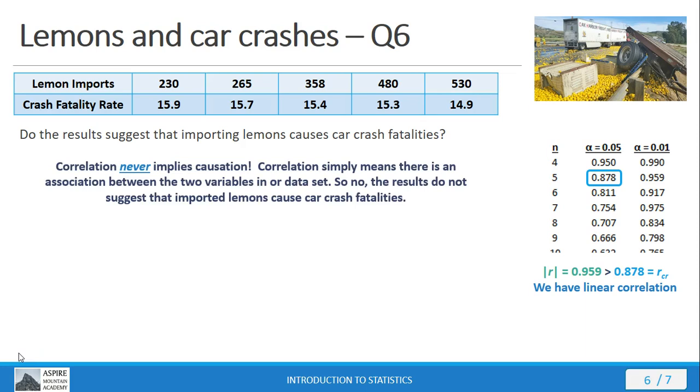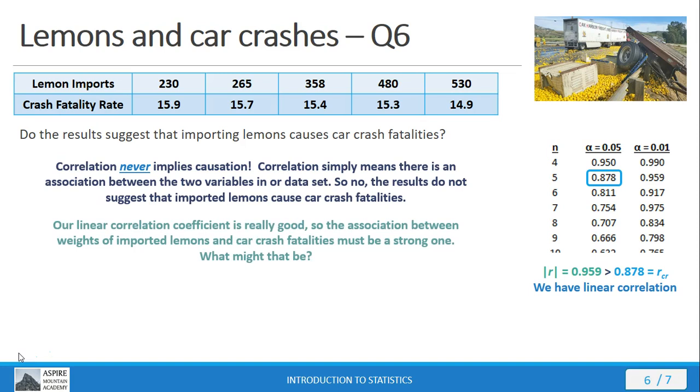We saw this in a previous mini lecture. It was true then, and it's true now. Correlation just means there's an association of some type between your variables. So no, imported lemons do not cause car crash fatalities. That's not what the data are saying here.